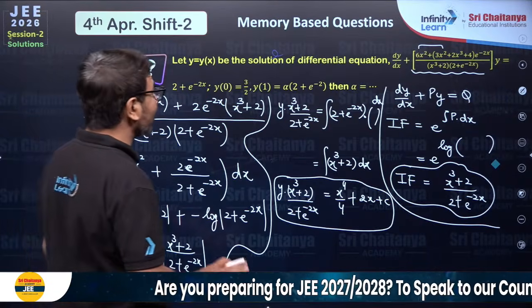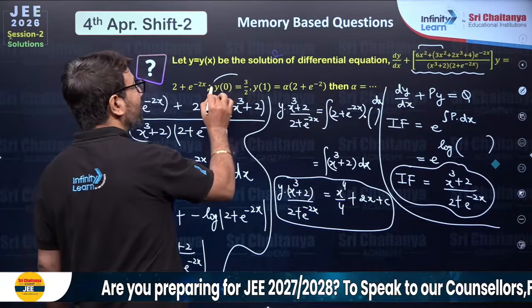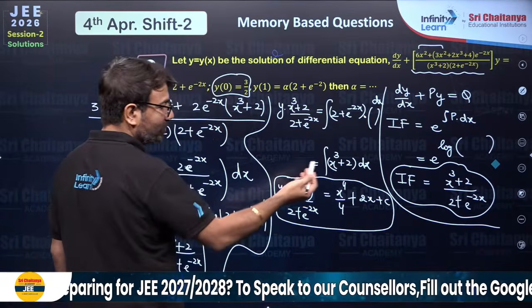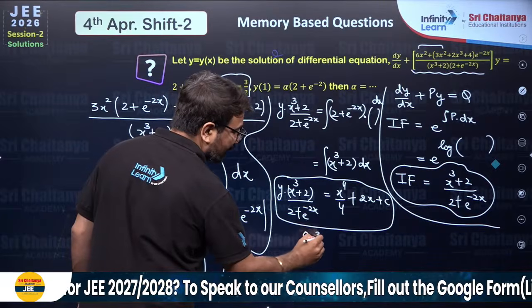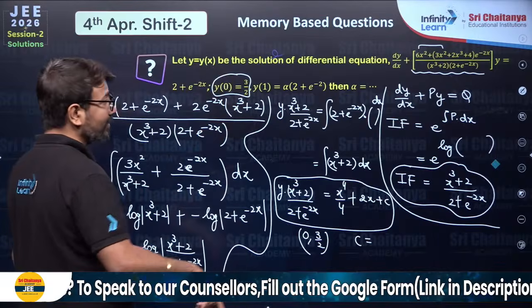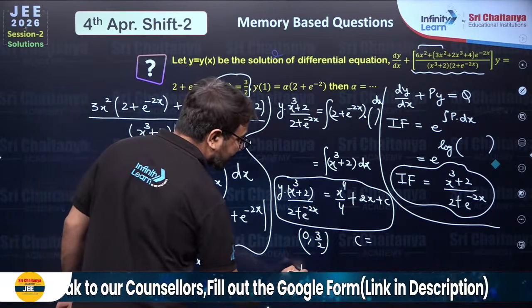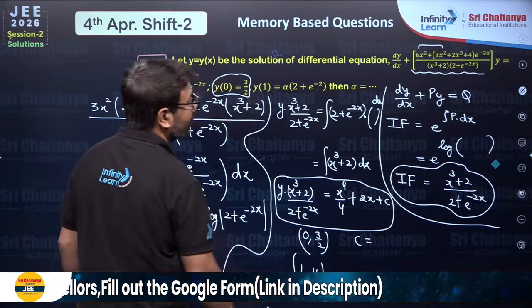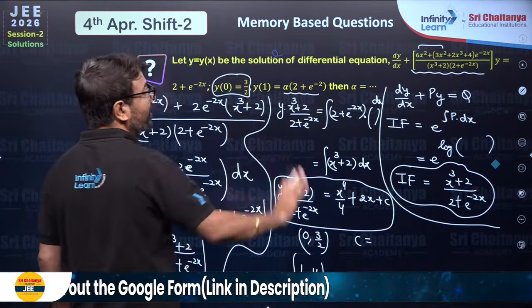All right. Now, once you are able to understand, they have given some values to it. That is, if x is 0, then y is 3 by 2. So you substitute x as 0 and y as 3 by 2, and you will find the value of c from here. And then, my dear students, you substitute x as 1 and find the value of y. And then compare it with this, and you will find alpha.